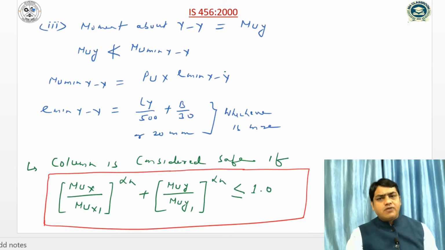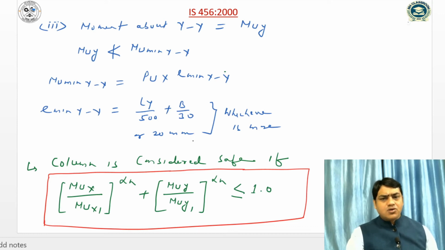Similarly, the moment about YY axis, that is MUY, should not be less than MU minimum YY, where MU minimum YY is PU into E minimum YY, and the minimum eccentricity about YY is Ly by 500 plus B by 30 or 20 mm, whichever is more.